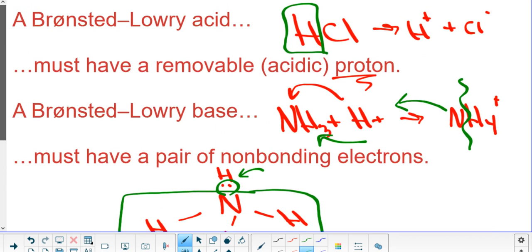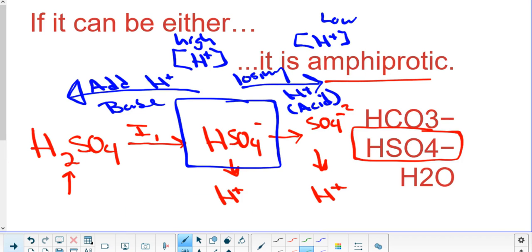If you want to write those in your notes, you go ahead and pause it if you need to. And we'll move on. So if it can be either, it will be called amphiprotic, and then the rest of the video will pick this up, or the different video.